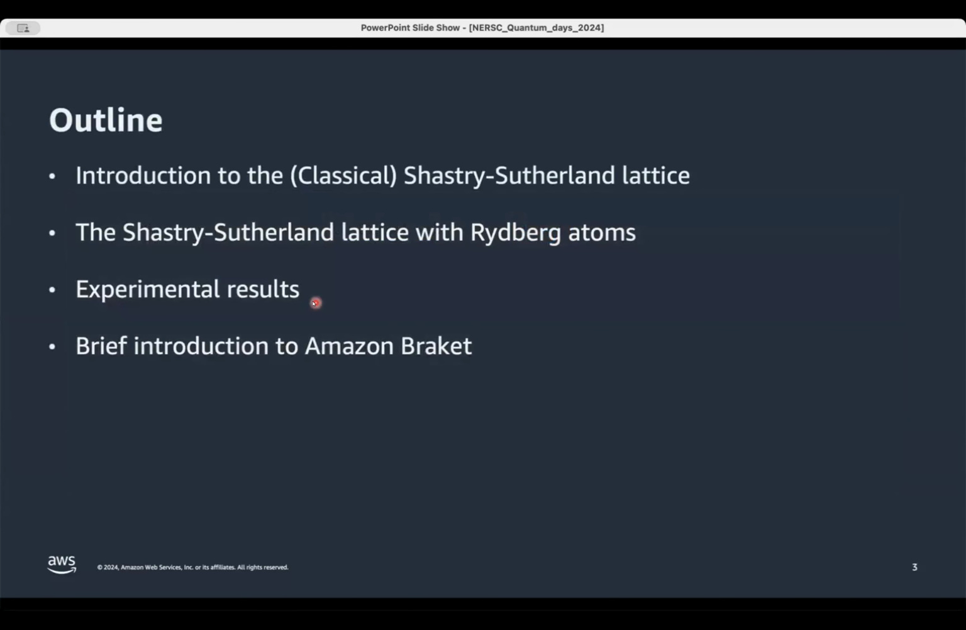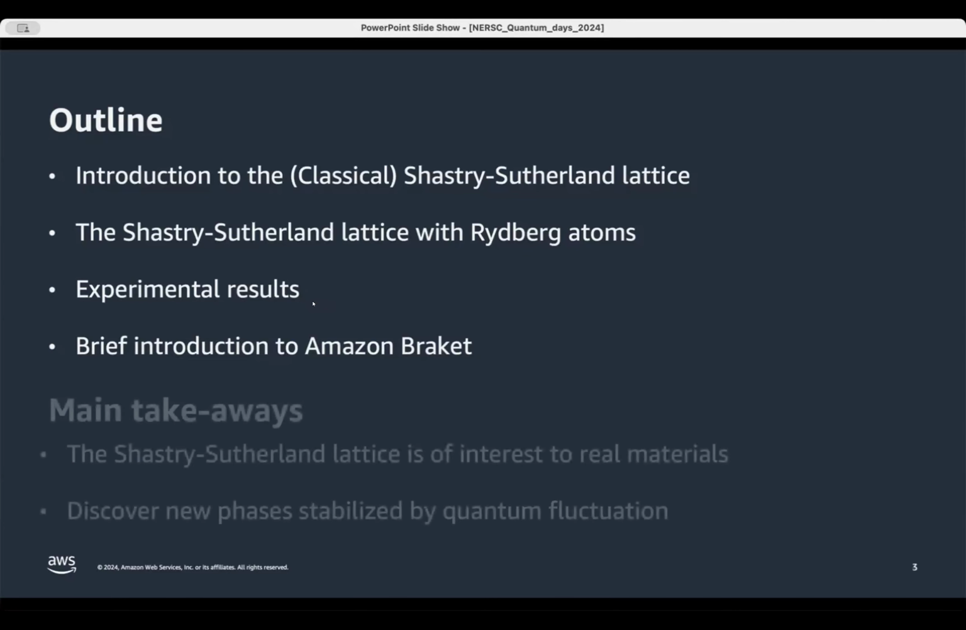This is the outline of the talk. I guess most of you haven't heard about this lattice. I hadn't heard about it before this project, so I'll introduce it briefly, in particular the classical model. I'll show you that it's interesting to study because it's related to some real materials. Then I'll move on to the quantum version of the lattice, in particular in the context of Rydberg atoms. And I'll show you some experimental results, and end with a brief introduction of Amazon Braket, on which this work was carried out.